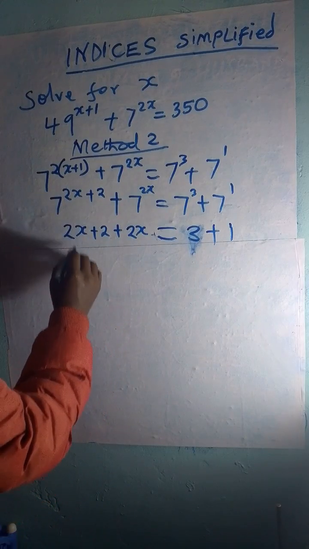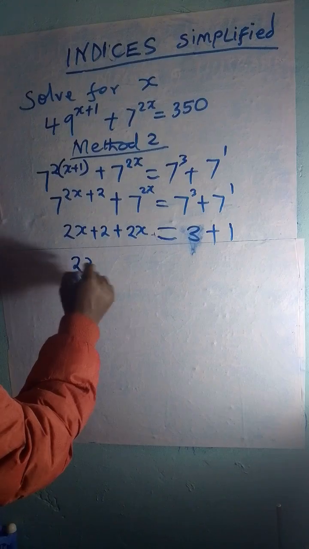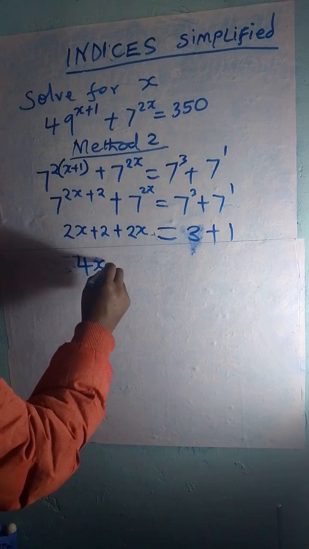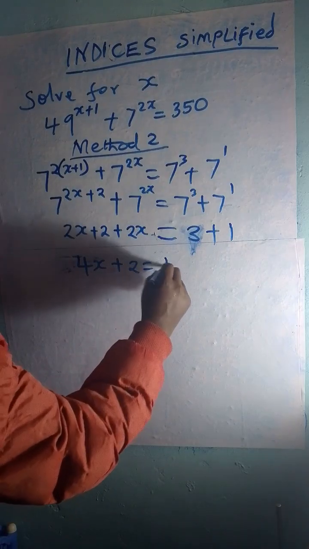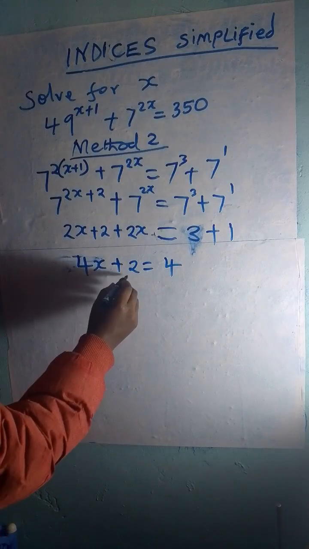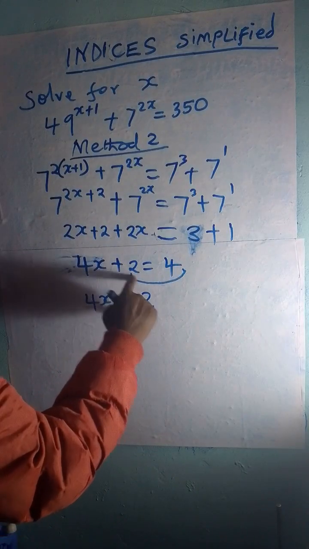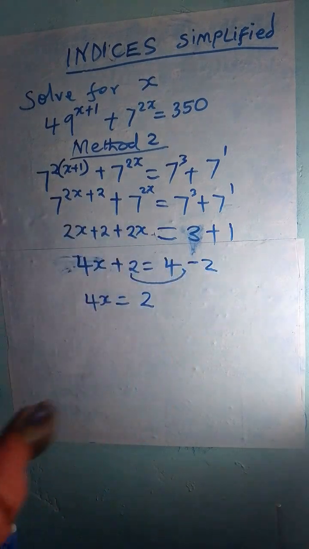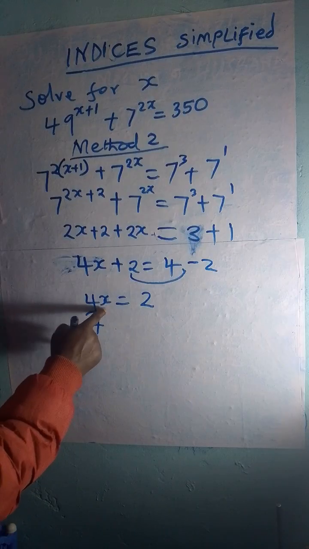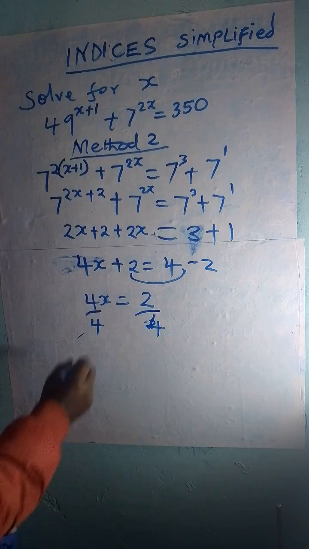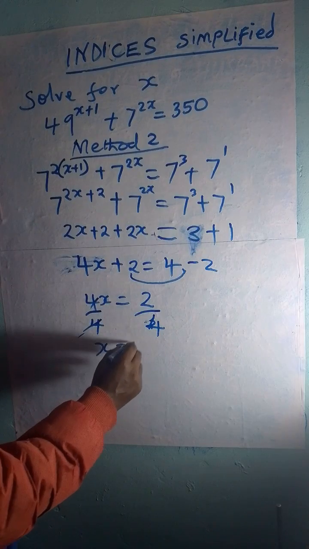So this is 2x. 2x plus 2x, that is 4x plus 2 is equal to 4. Like terms together, 4x is equal to 2 because here we subtracted 2. Therefore divide by 4 to get the value of x. So x is equal to a half.